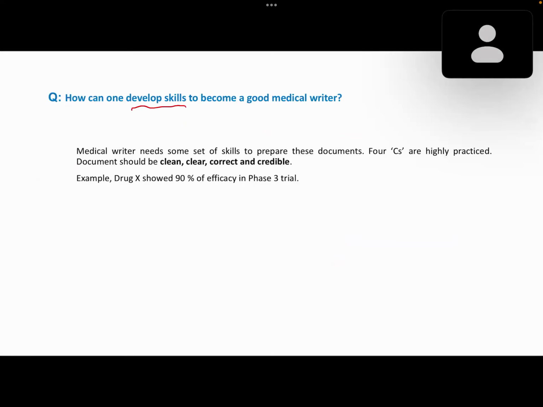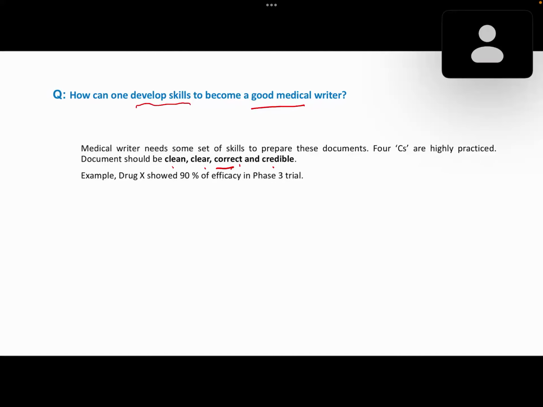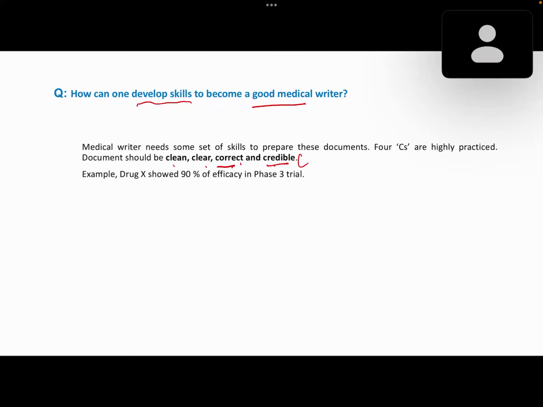How can you develop skill to become a good medical writer? So we have to work on clean, clear, correct, and credible. In general, when you read, you will see that, according to me, this is working well. However, maybe there is a change in future. This type of writing is not correct when it comes to medical writing. In medical writing, you have to be correct. You have to be credible. Credible means trustworthy information.